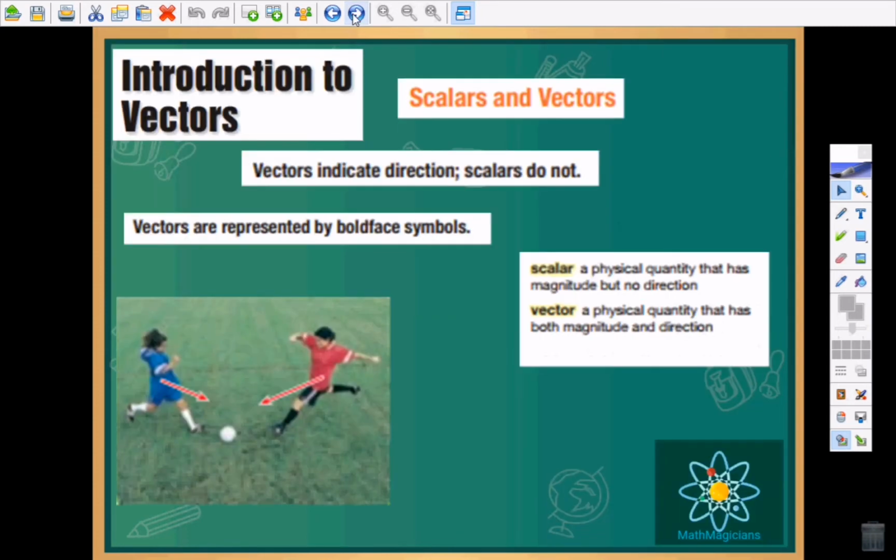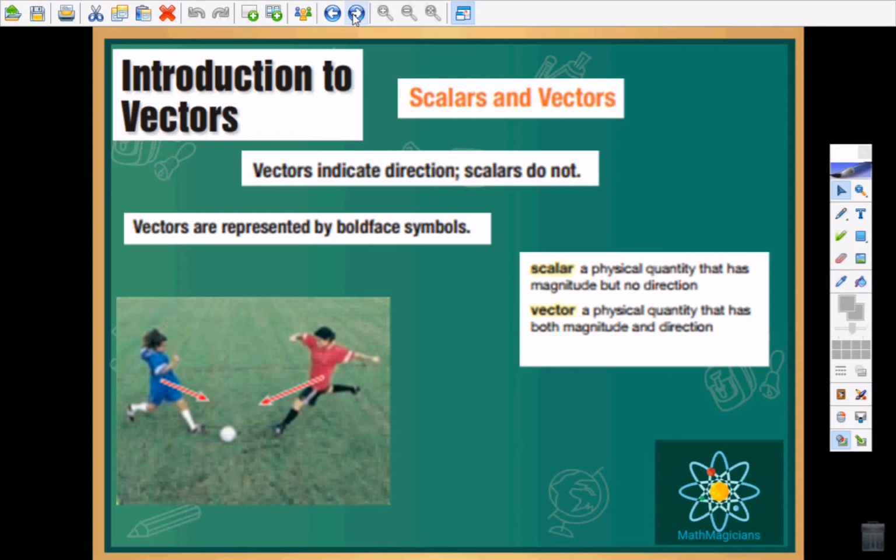Now, today's topic, Introduction to Vectors, Scalars and Vectors. Vectors indicate direction, scalars do not. Each of the physical quantities encountered can be categorized as either a scalar quantity or a vector quantity. A scalar is a quantity that has the magnitude but no direction. Examples of scalar quantities can be speed, volume, and the number of pages of a book.